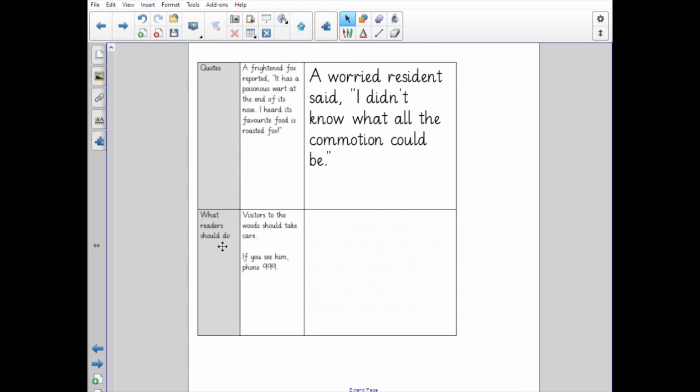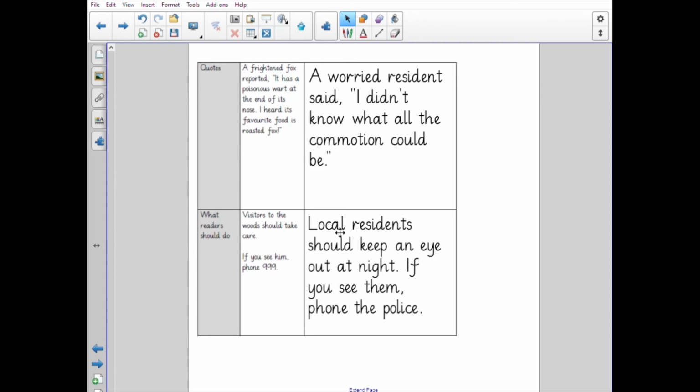And then finally, what readers should do. It said visitors to the woods should take care. If you see him, phone 999. Well, I changed that for the skeletons and I put local residents should keep an eye out at night. If you see them, phone the police.